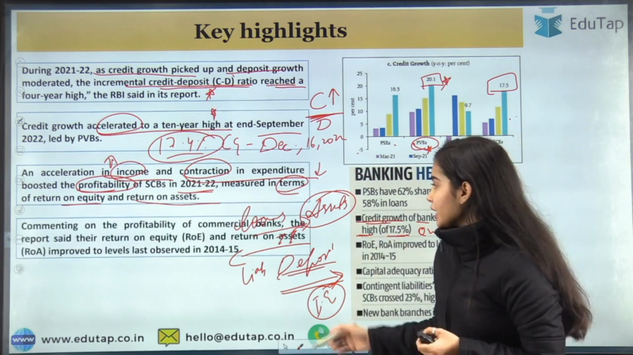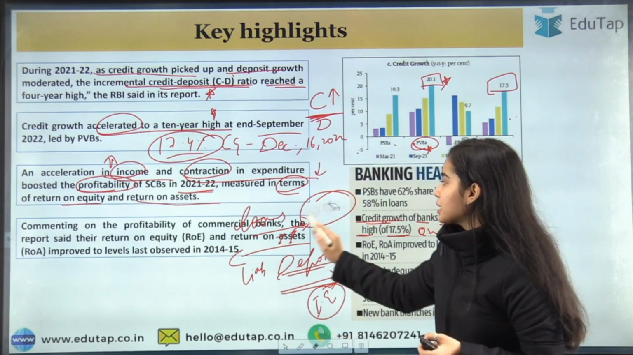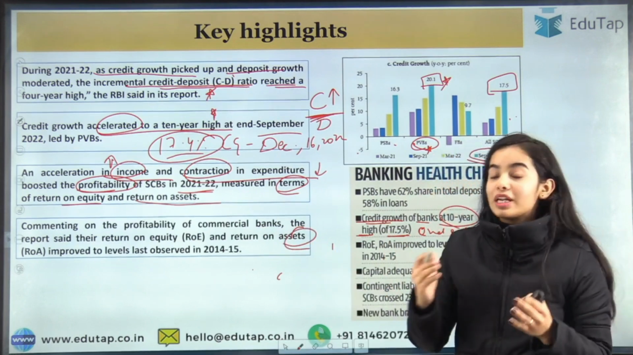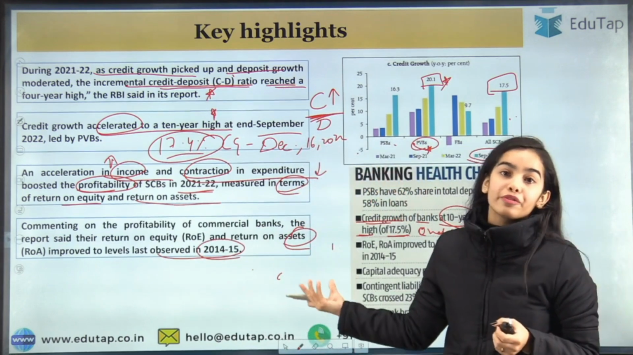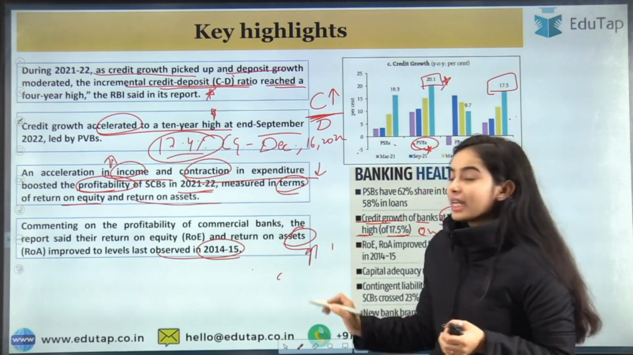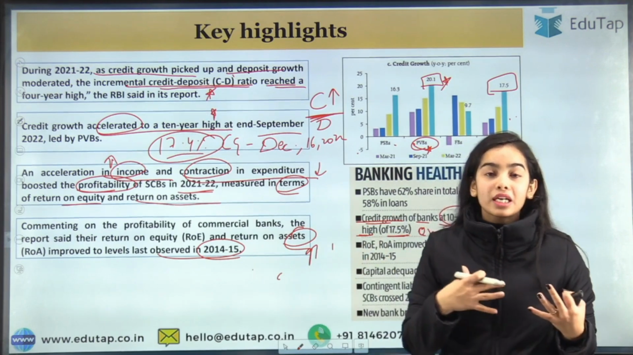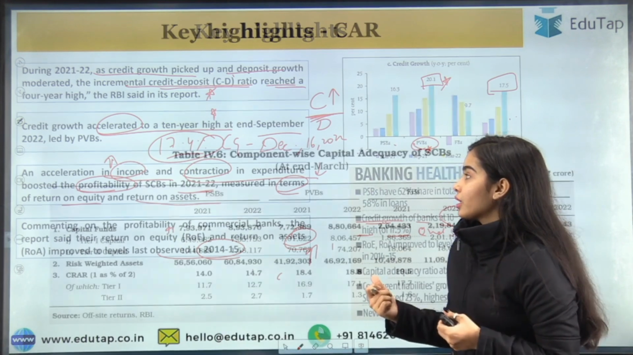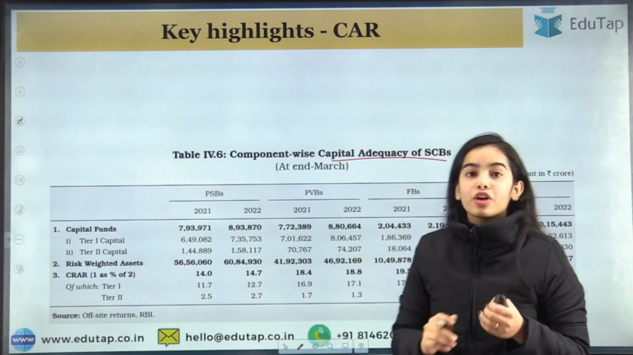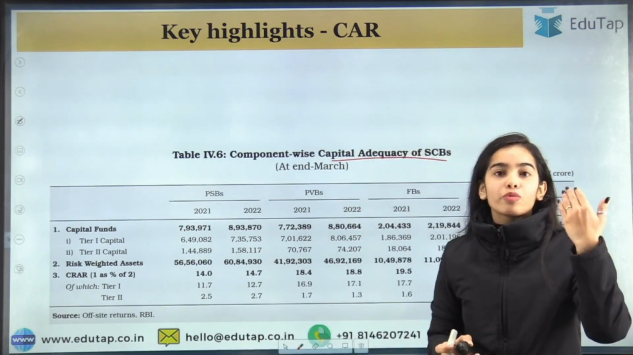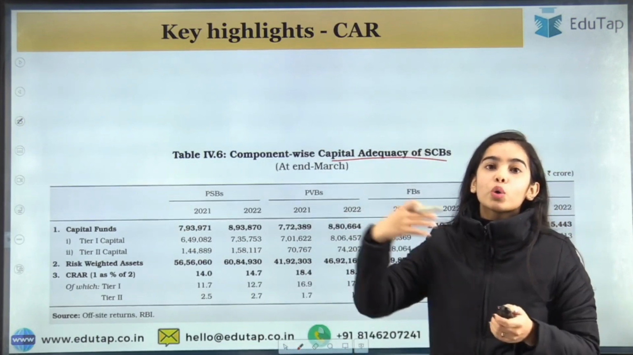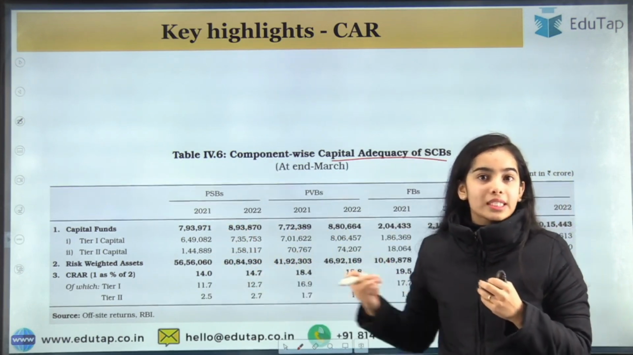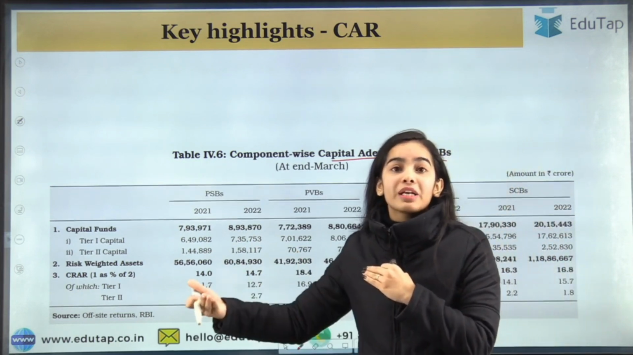Commenting on the profitability of commercial banks, I have already discussed this. The report said that the return on equity and the return on assets improved to levels last observed in 2014-15. You can see that the return on assets is quite high because more loans are going and interest income is coming in quite high, and the return on equity is also quite high. We have discussed the profitability, which was high for the banks because more loans are going and more interest income is coming, while deposits are coming in less, so interest expenditure is less.